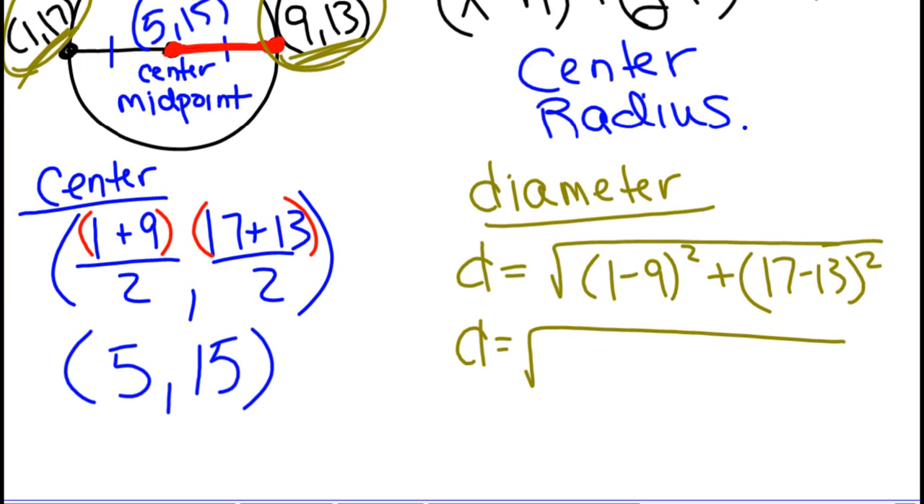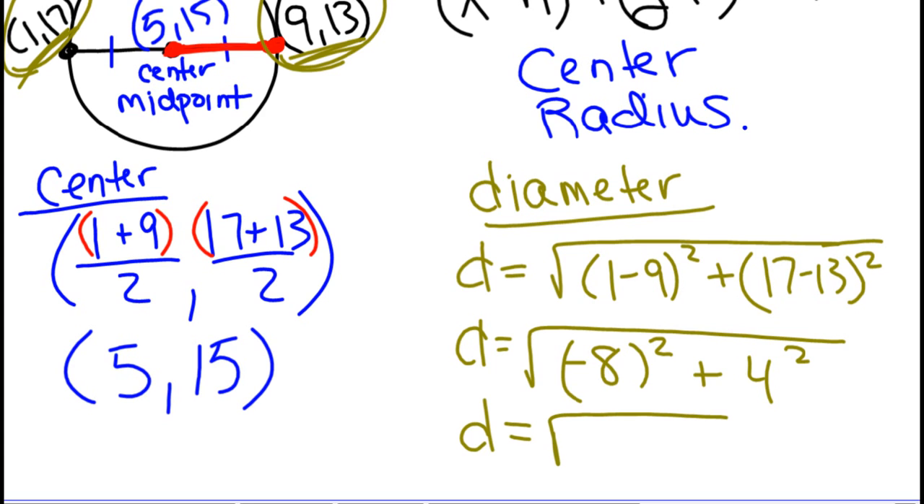Okay, I just did x minus x, 1 minus 9, 17 minus 13. I'm just in my head looking to make sure I did that properly. So I have a negative 8 squared plus a 4 squared. So my diameter is going to be the square root of 64 plus 16. So it is going to be the square root of 80.